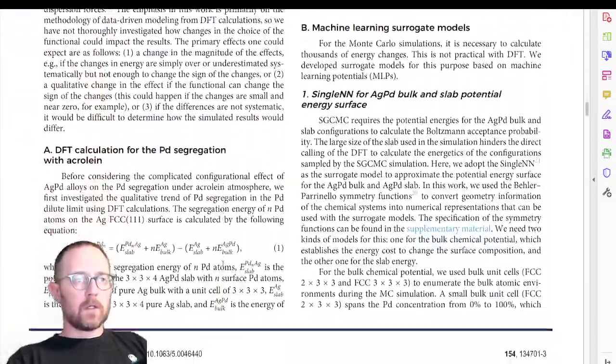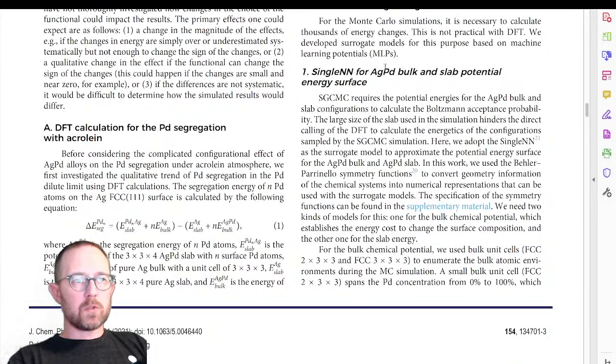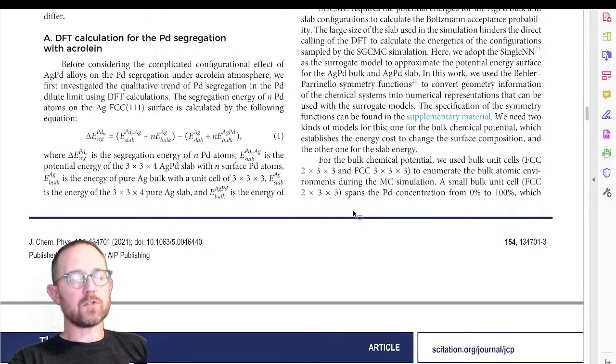The first kind of machine learning model we'll look at is a single neural network for the silver-palladium bulk and for the slab potential energy surface. This is the regular single neural network I told you about before, and we train them in the normal way that we've described before. We use Behler-Parrinello symmetry functions to represent the atomic local environments and the single neural network architecture. Then we just train that until we can use the neural network to give us the bulk energy and the slab energy for any configuration of interest.